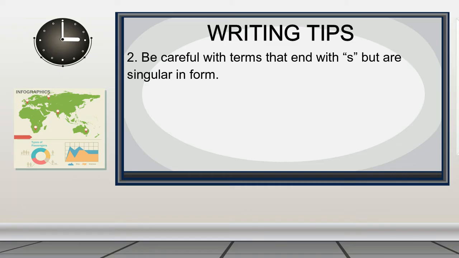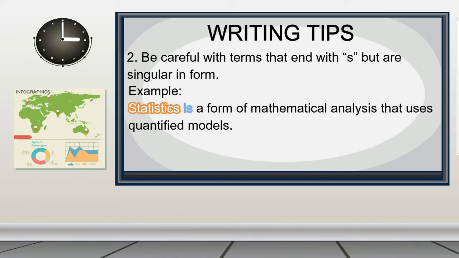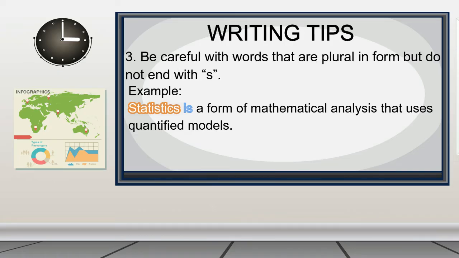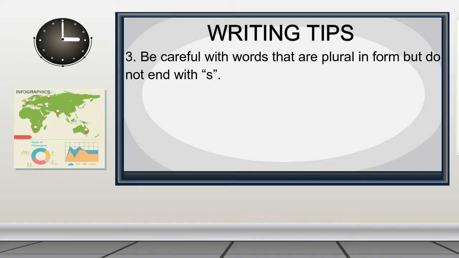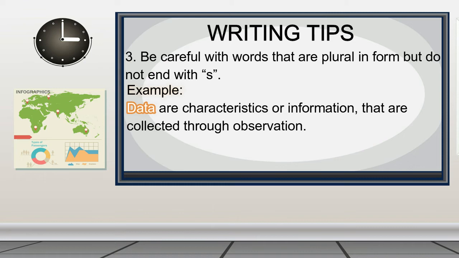Be careful with a term that ends with s but is singular in form. For example, statistics is a form of mathematical analysis that uses quantified models, and words that are plural in form but do not end with S. For example, data are characteristics or information that are collected through observation.